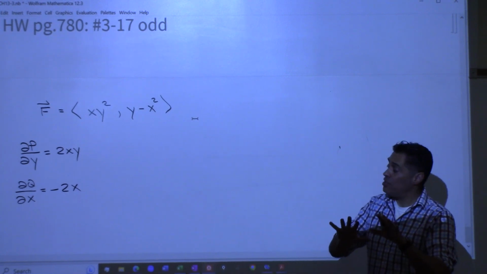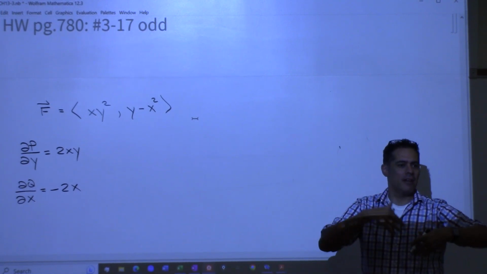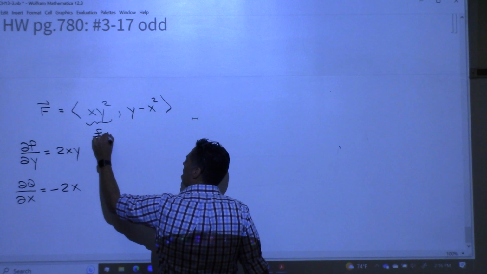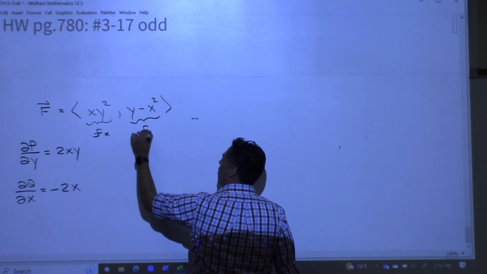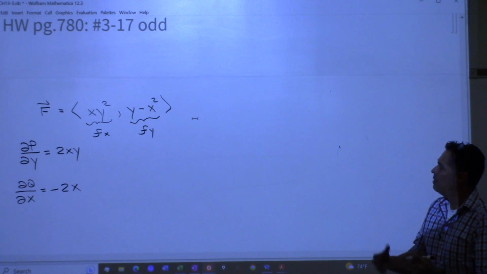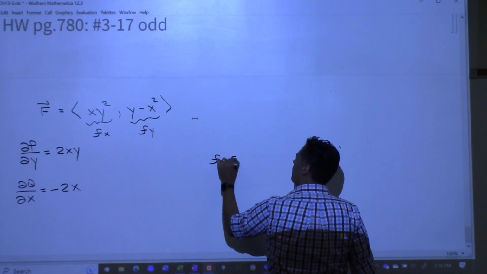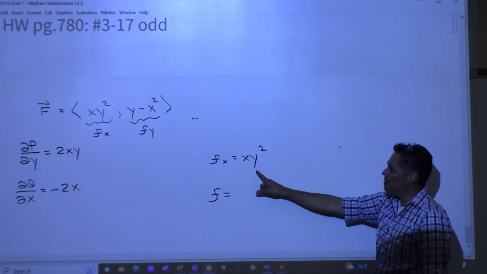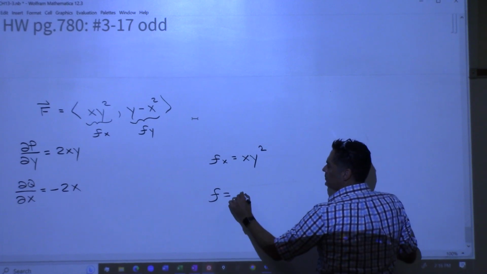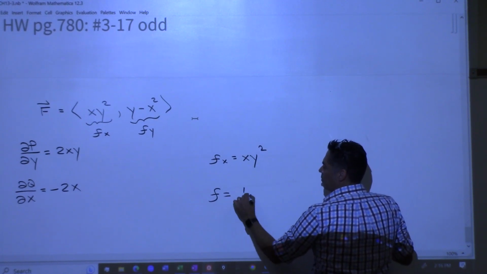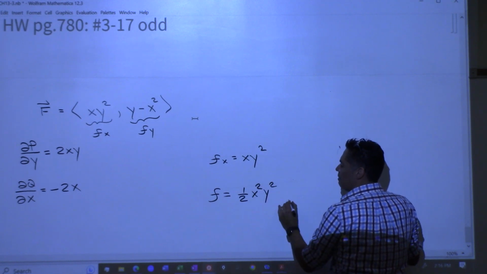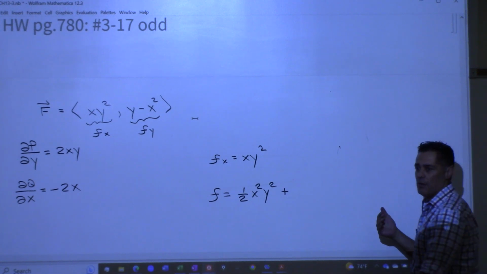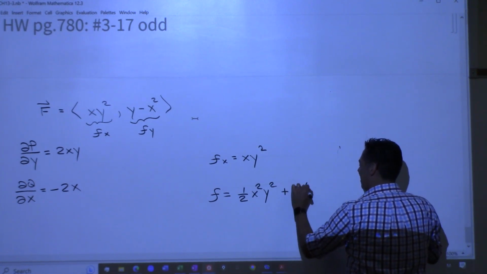Let's just try. I want us to see what would happen if we try to go backwards. If it was conservative, this would have to be the partial of little f with respect to x, and that would have to be the partial of little f with respect to y, right? So I'll start out with the first part. Going backwards, little f, taking the antiderivative of this with respect to x, would be one half x squared y squared, plus, I could possibly have some y's in there, right? g of y.